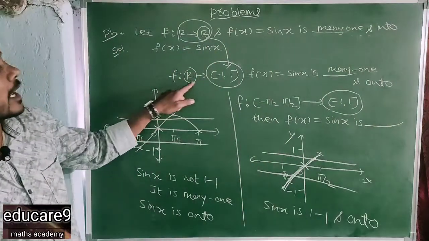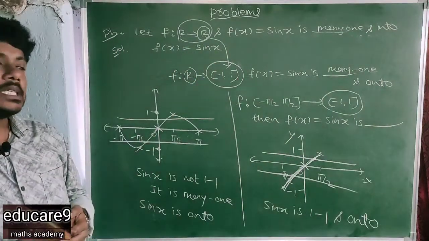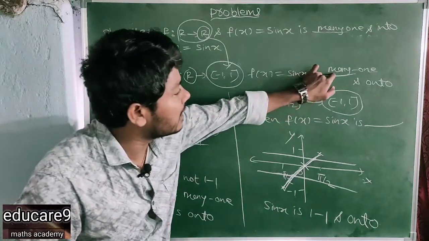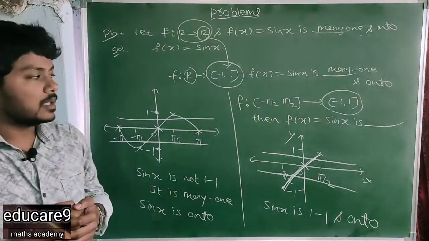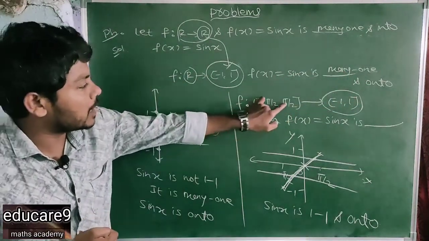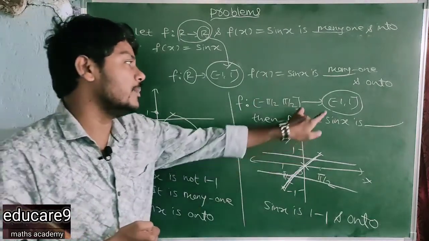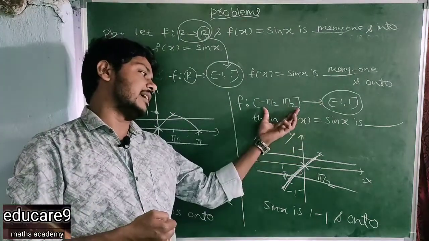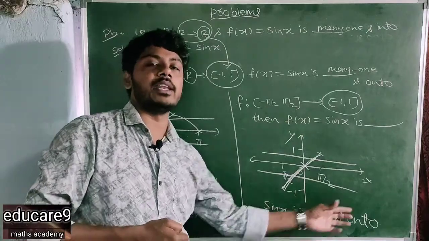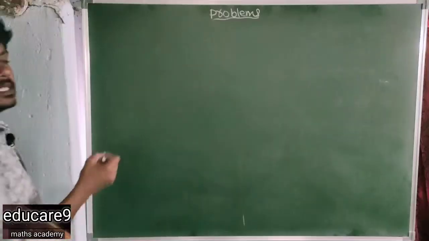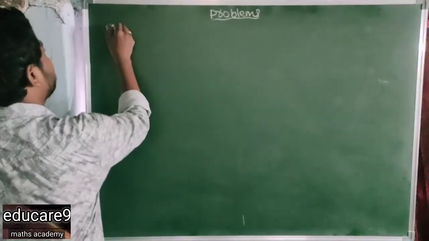If f from R to [-1, 1], in that case sin x is many-one and onto. If f from [-π/2, π/2] to [-1, 1], in this case sin x is one-one and onto. So see the next problem.